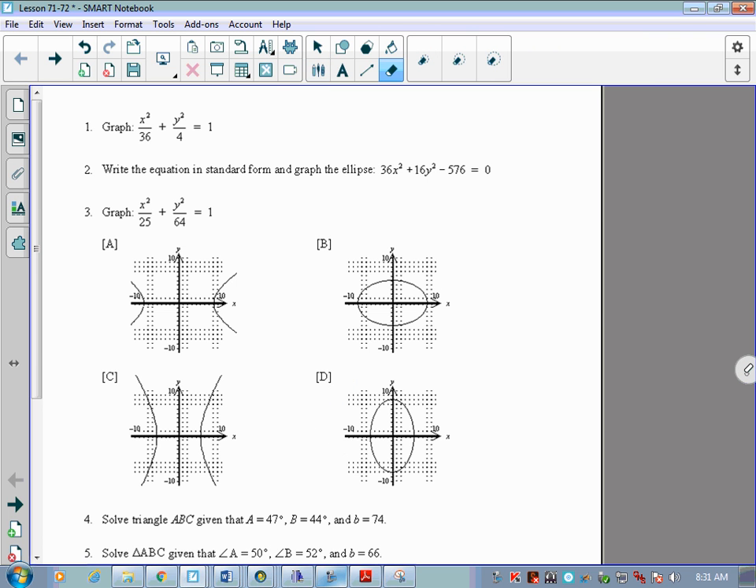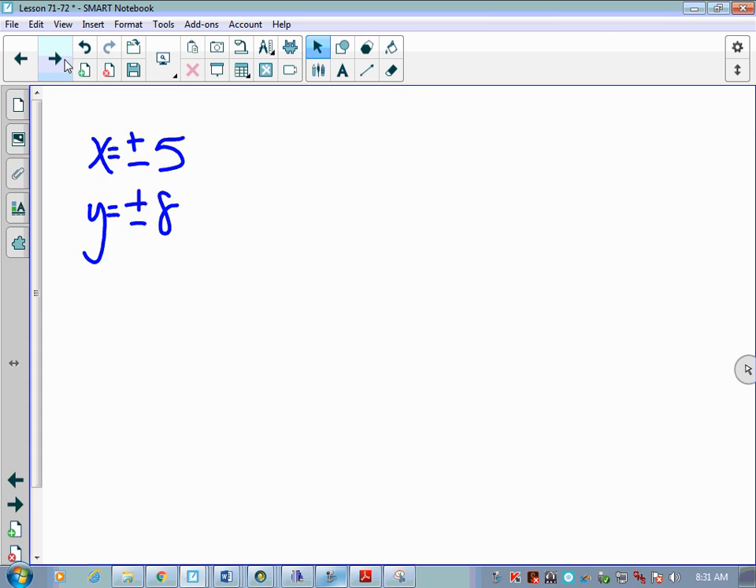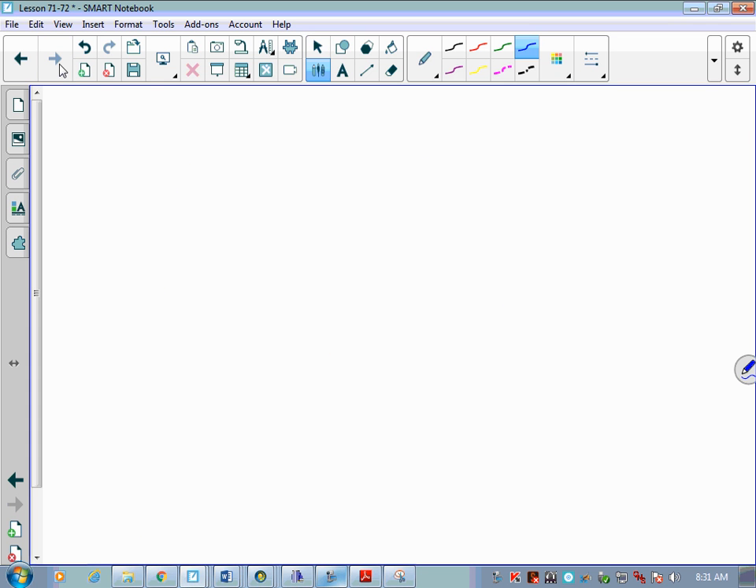All right. The last couple questions down here, numbers 4 and 5. It says solve triangle ABC given A equals 47 degrees, B is 44 degrees, and side b is 74. Same kind of similar situation with 5. So this should be review for us, but I'll go ahead and put it up here. This is what is referred to as the law of sines. I don't know how many of you remember the law of sines.